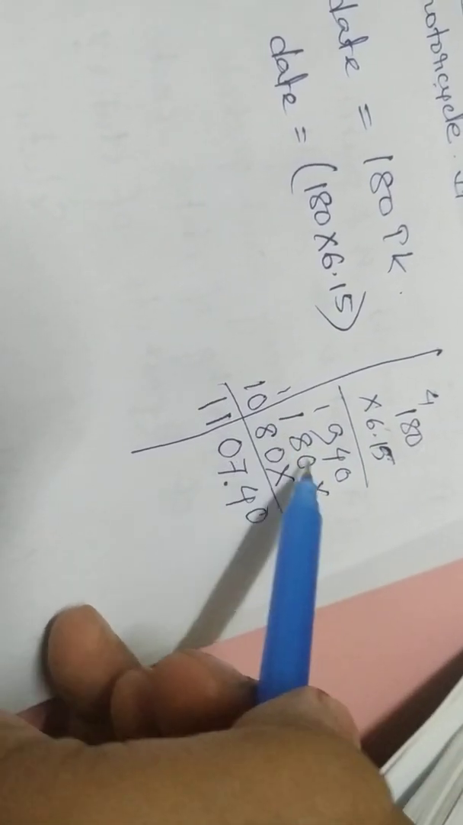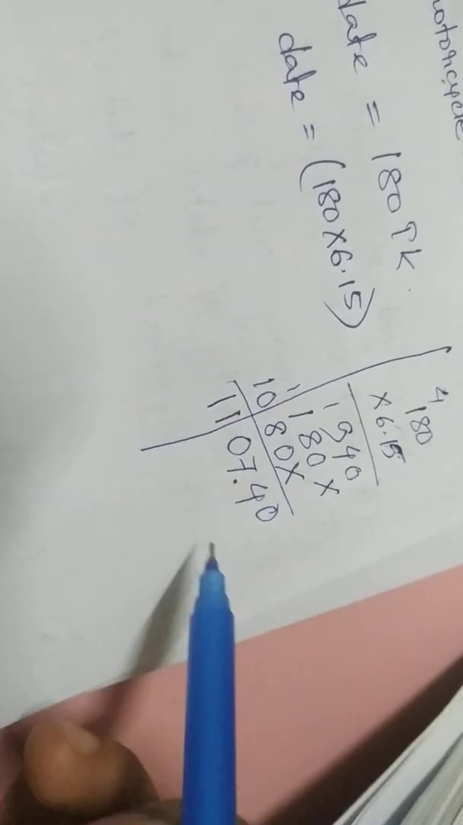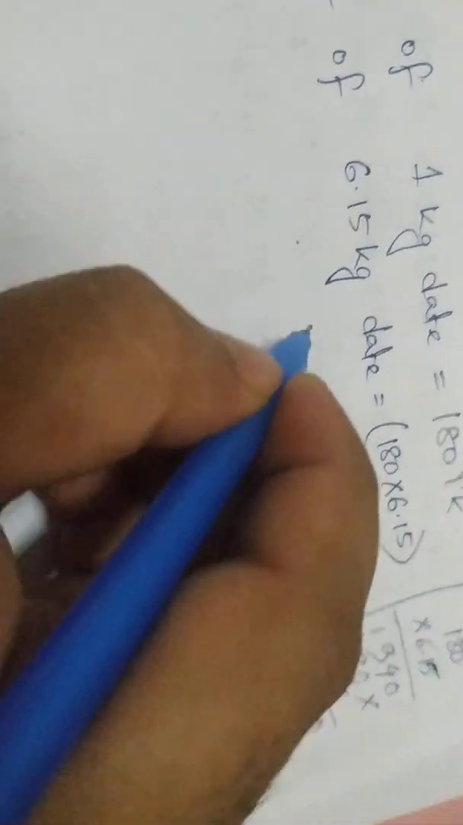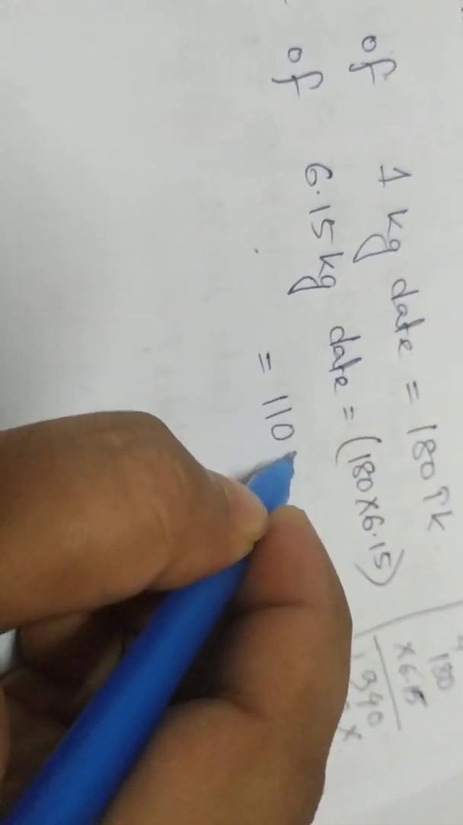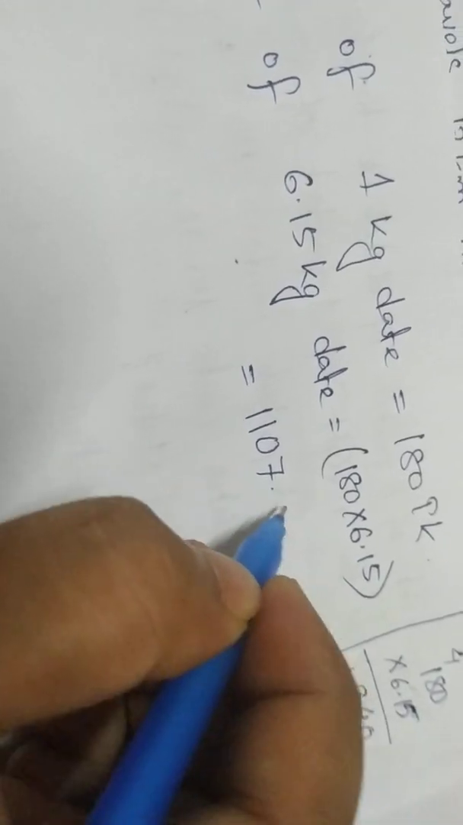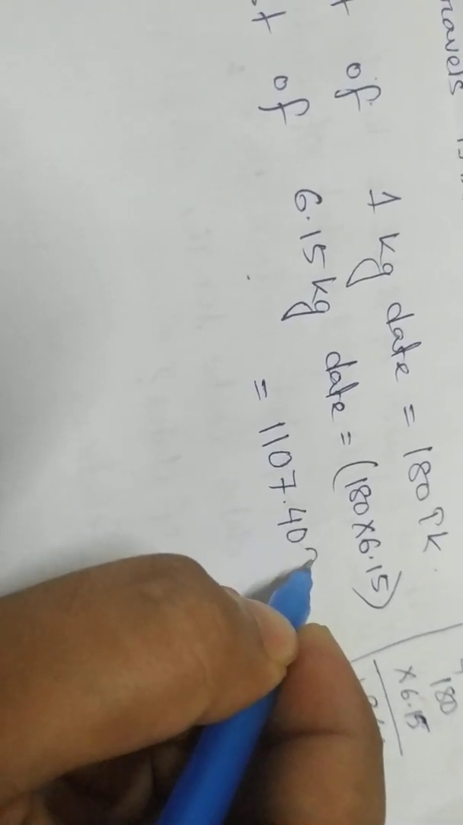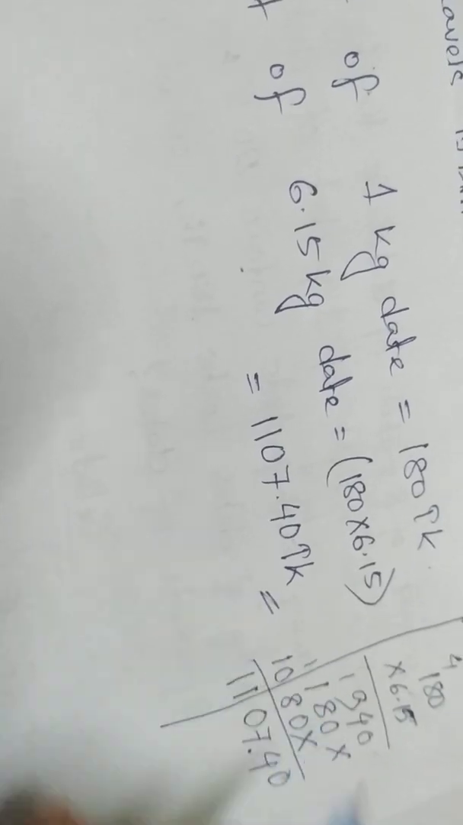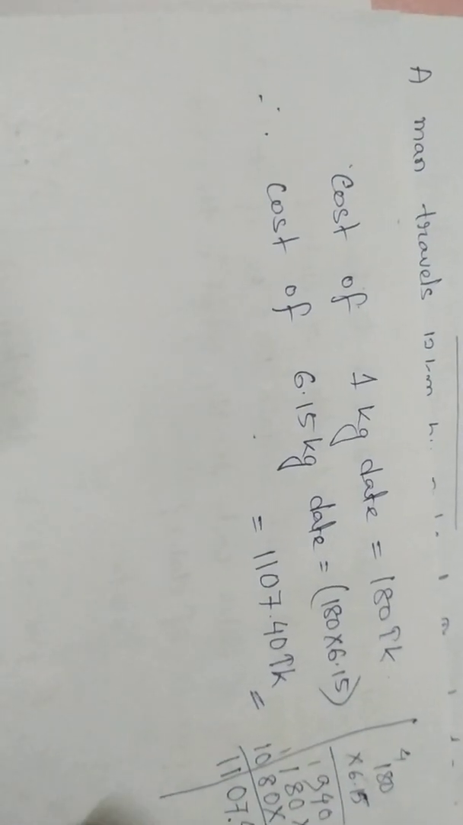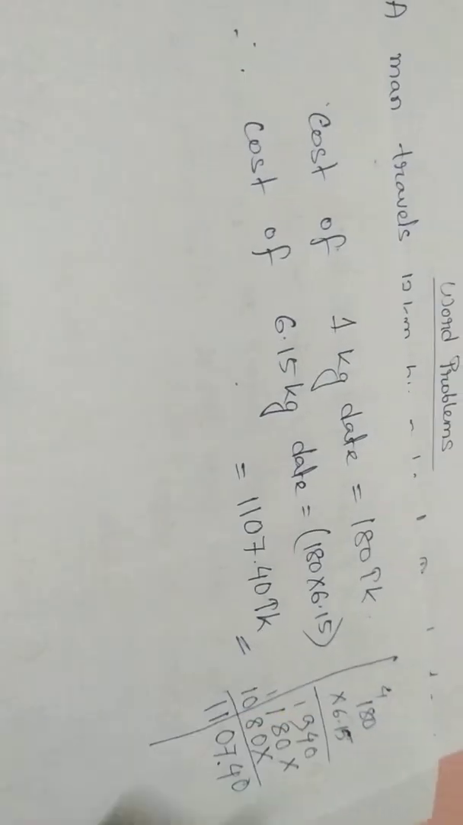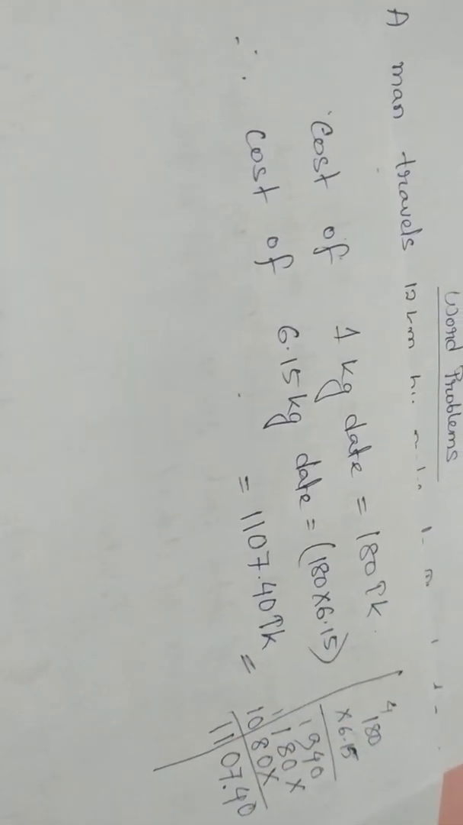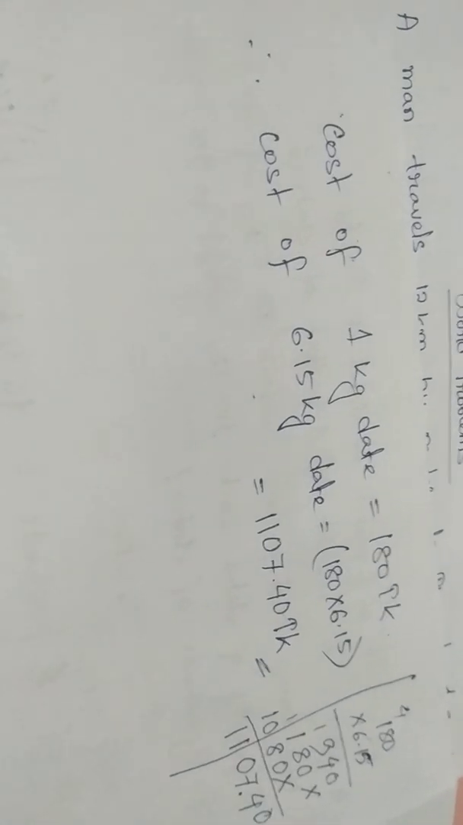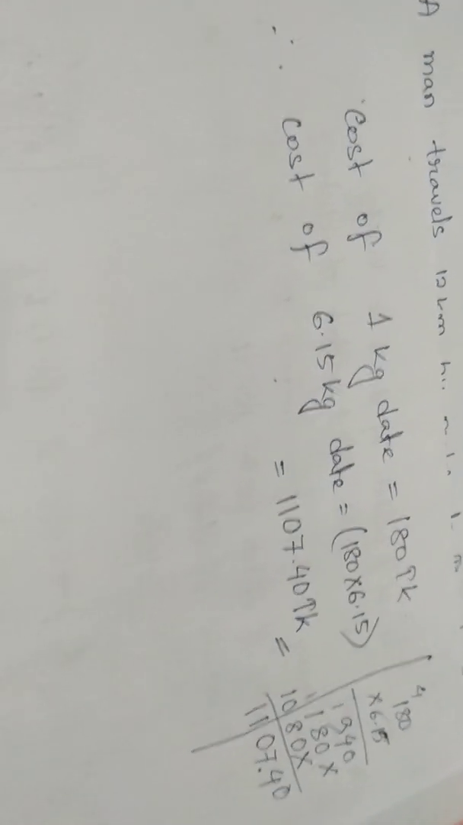Okay. So this is the answer. So that is 1107.40 taka. Okay. So this is my answer. I hope this answer is clear. I will give you a task. I'll write the questions, then you will do the task at your home as well. Okay, I'll send a picture of this. Thank you very much. Assalamu alaikum.